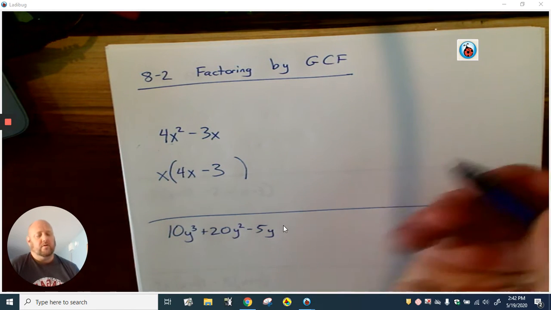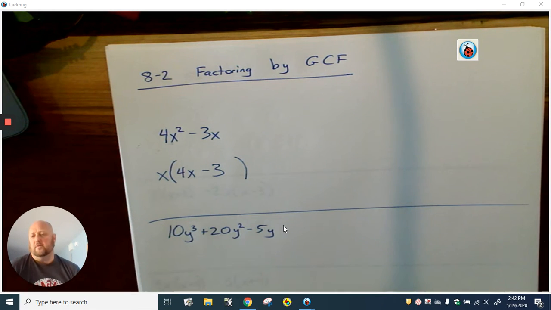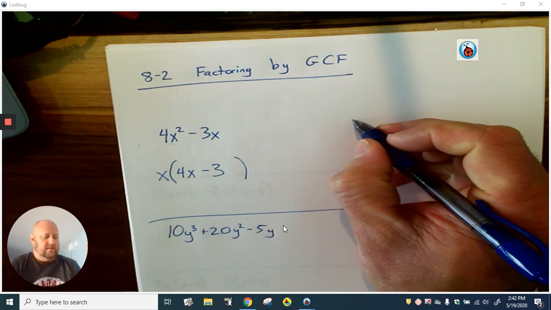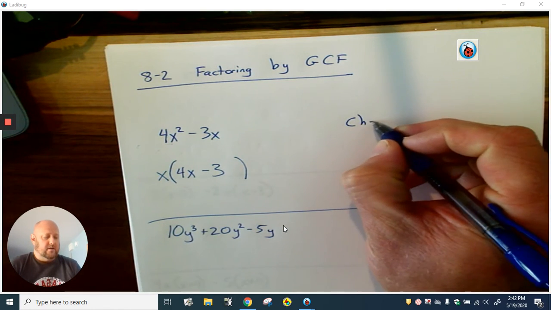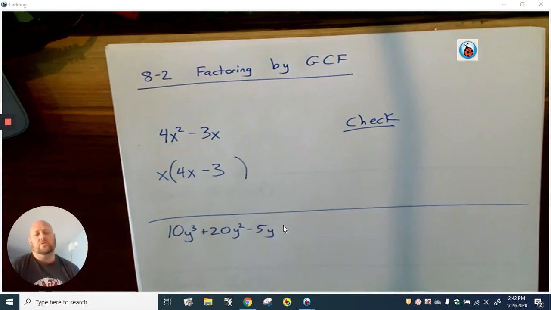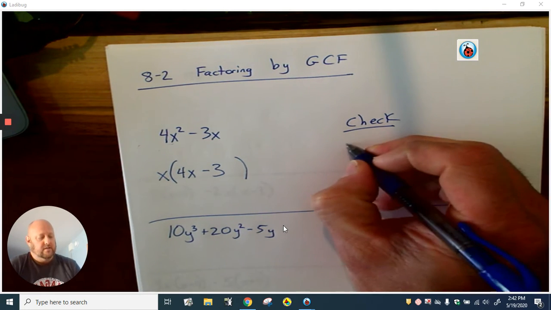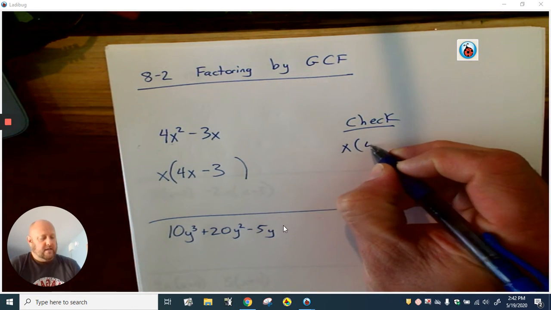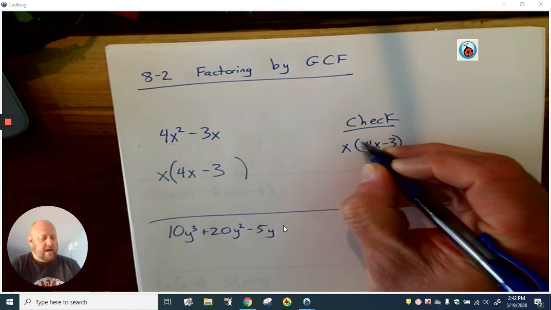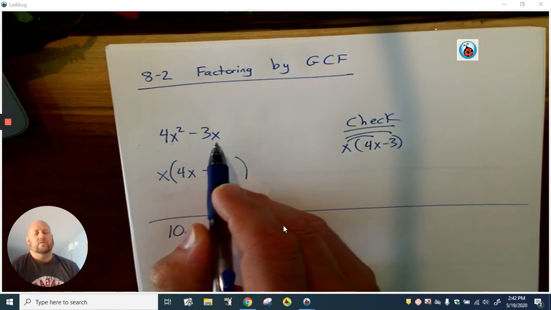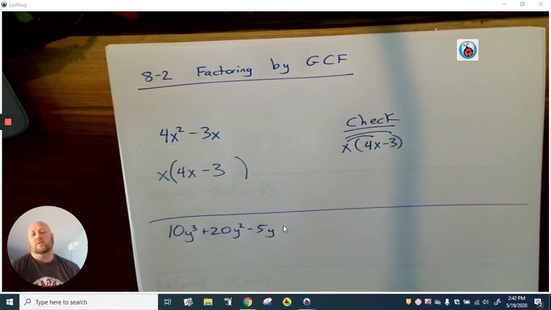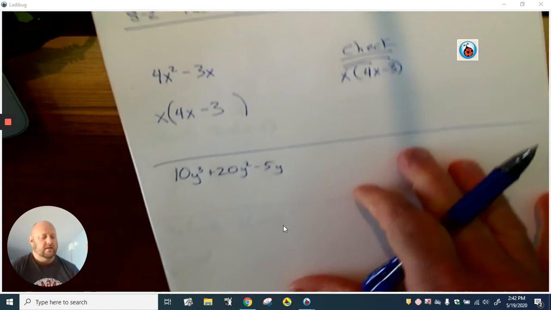A lot of people call this reverse distributing or undistributing, so to speak. And that is an easy way to check. You should always be able to check your answer by taking that x and redistributing it back in, and you should be able to get yourself back to where you started, okay? And that's really about all we're doing here, is we're just undistributing, so to speak.